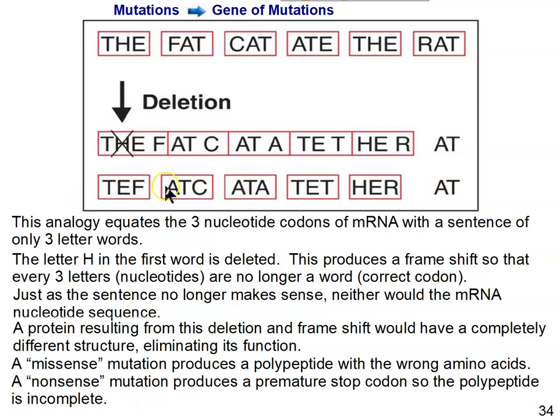So it depends on where that stop codon would be inserted. If it's inserted way downstream, almost near the end of the polypeptide, it may not even make a difference. It could be a neutral mutation. But in general, frame shifts that result from either insertions or deletions are the most catastrophic kind of gene mutation.